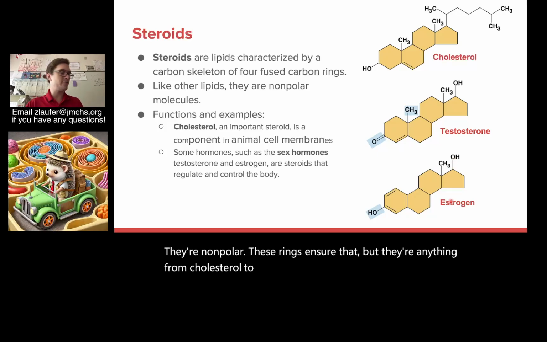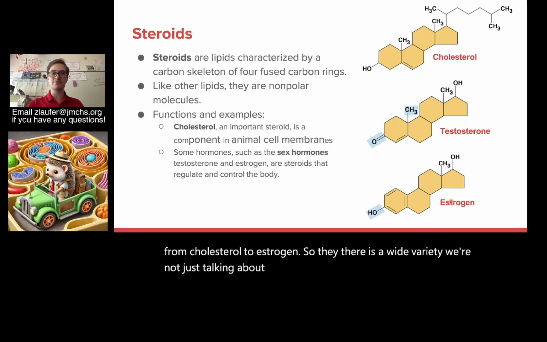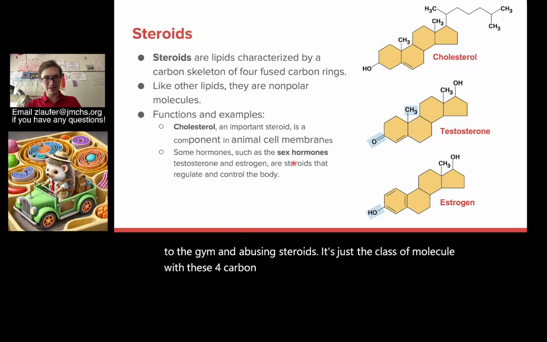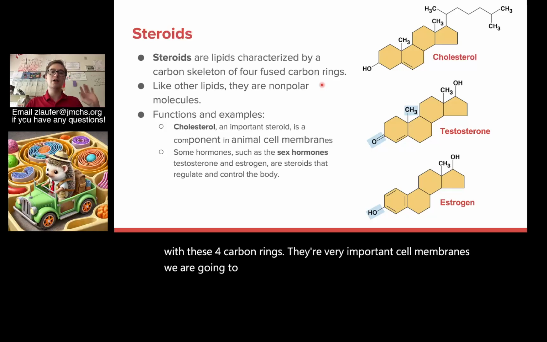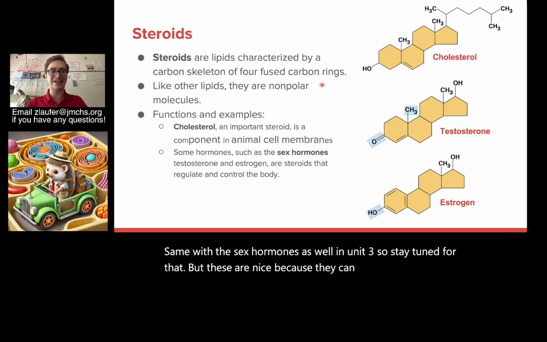So there is a wide variety. We're not just talking about like the steroids you think of people going to the gym and abusing steroids. It's just the class of molecule with these 4 carbon rings. They're very important in cell membranes. We are going to talk about them in the future. Same with the sex hormones as well in Unit 3, so stay tuned for that. But these are nice because they can just go in and out of the cell easily.